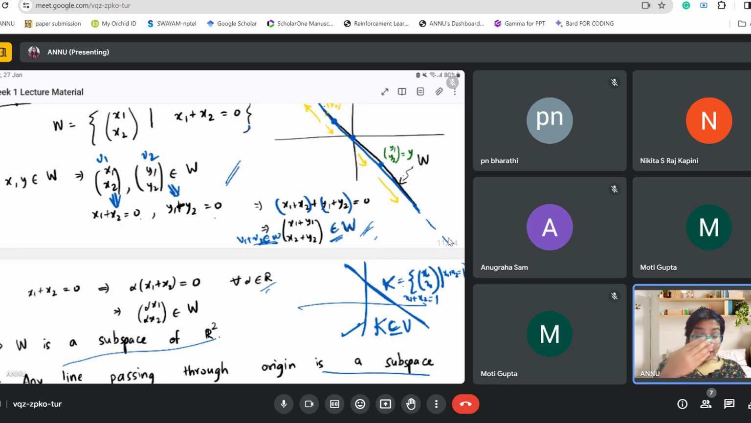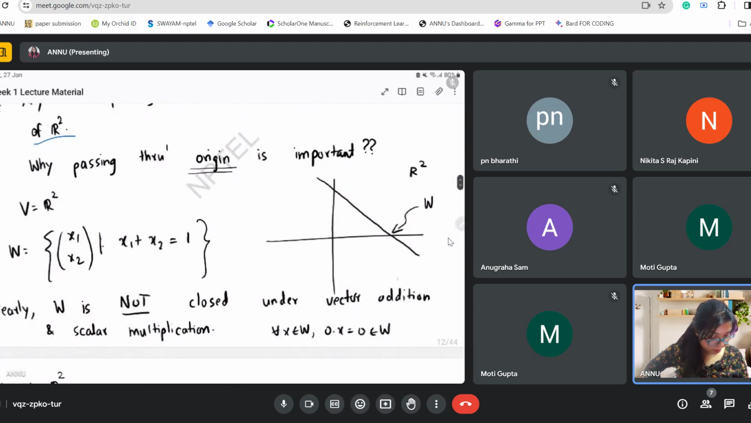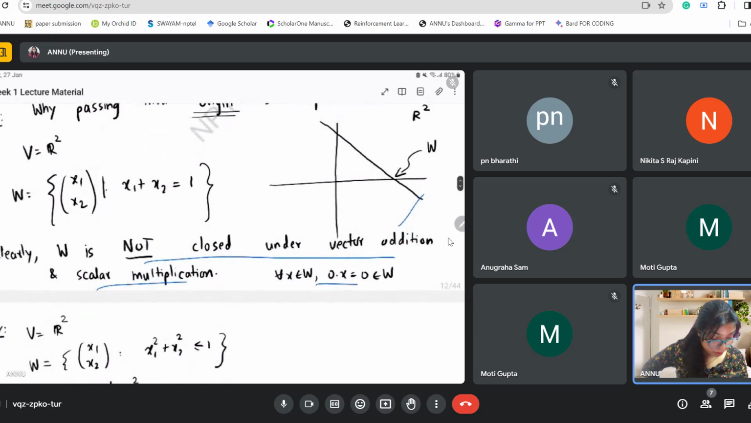So as Nikita explained, this is not a subspace, because it is not closed under addition, and also zero doesn't exist. So you can check whether zero exists or not, one of the basic things. Okay, nice. So that's what Sir has also explained. This is not closed under vector addition and scalar multiplication as well. Also, zero doesn't belong to this.